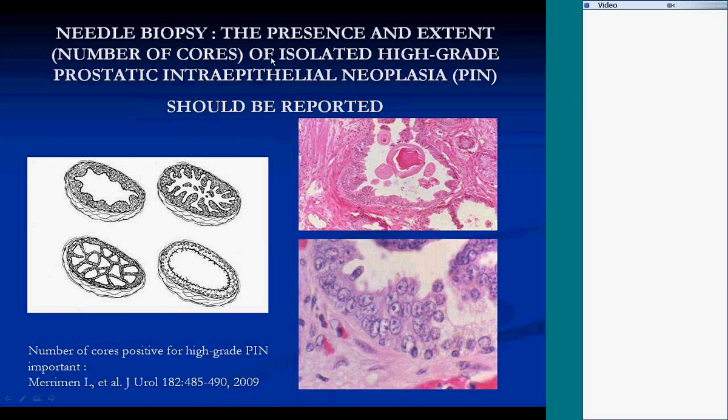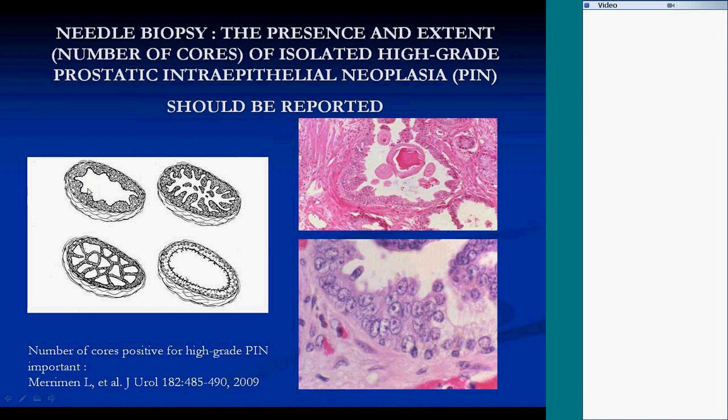So if you see it in isolated form without cancer, in that core or that container, and if you see it in a case without any cancer, one should definitely make that diagnosis. And also note the number of cores that are involved. And this is a nice paper from Dr. Shrigley's group, just published in the Journal of Urology, highlighting the fact that there's increased risk when you have more than one core positive for high-grade PIN.